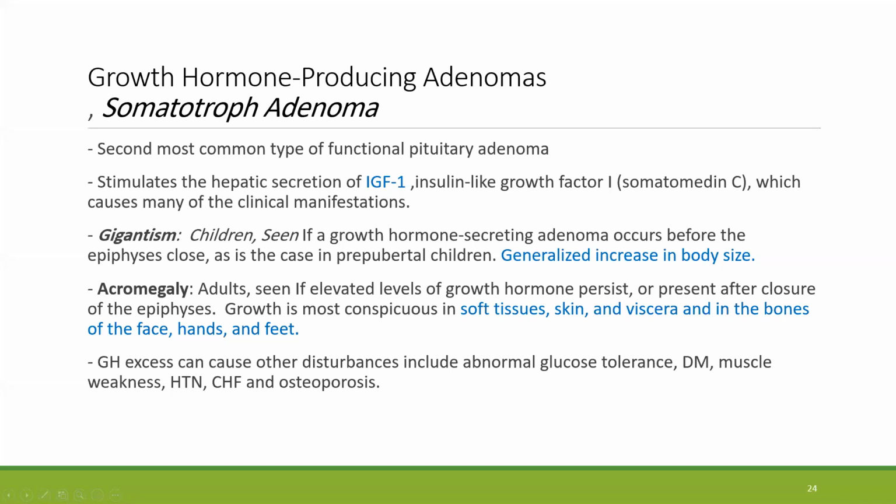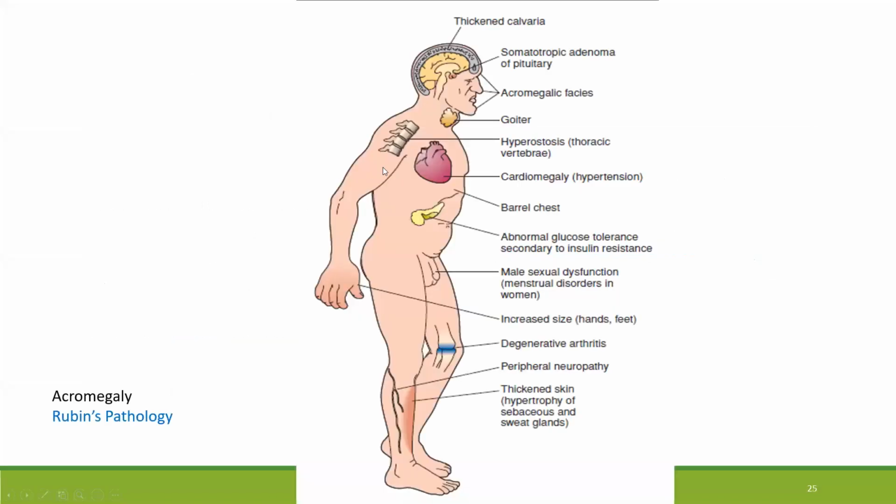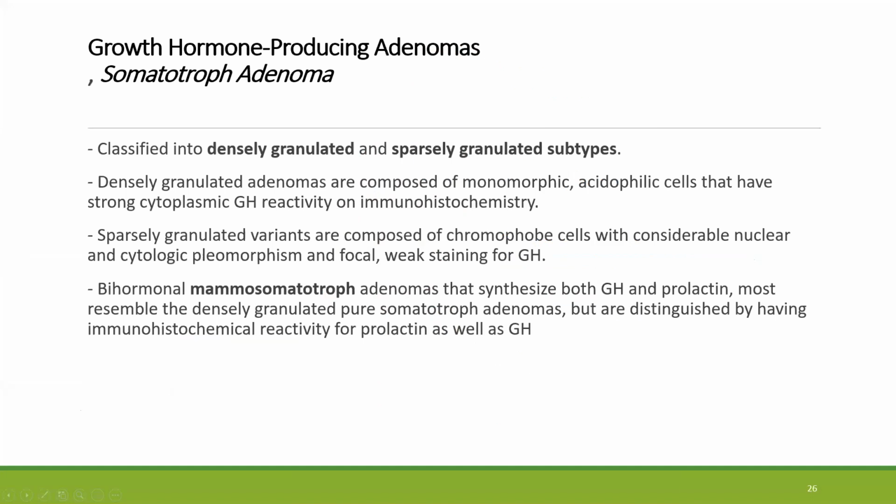It can cause other disturbances. Remember, the growth hormone is not just gigantism or acromegaly, physical morphology. It can cause diabetes, muscle weakness, hypertension, osteoporosis, and so on. So here are the acromegaly presentation findings, all of these findings for acromegaly. The growth hormone adenoma is classified into densely granulated and sparsely granulated subtypes.